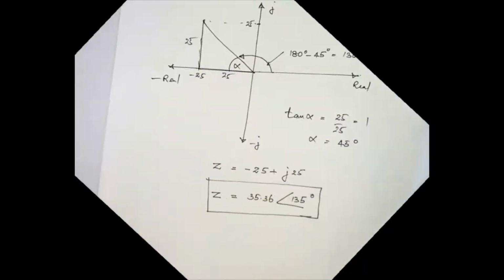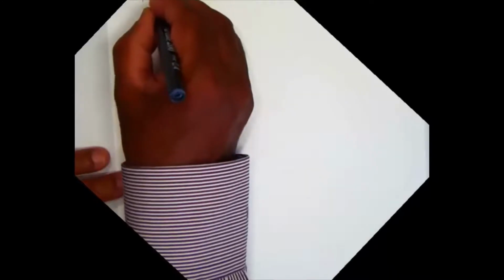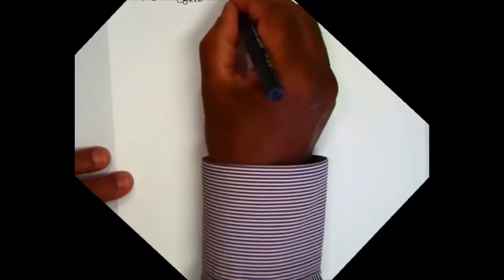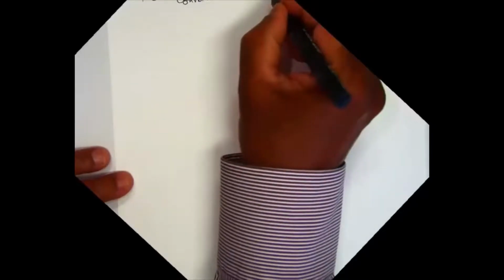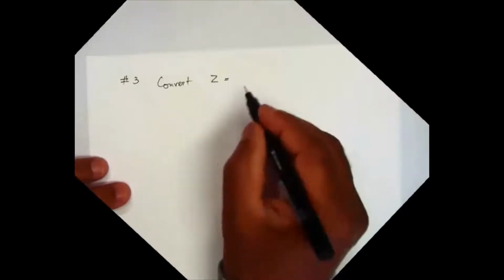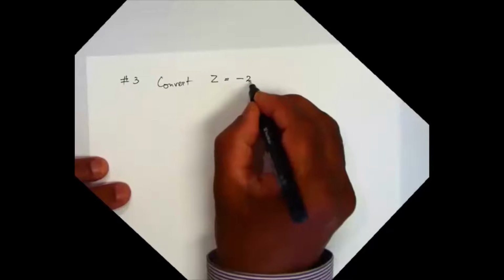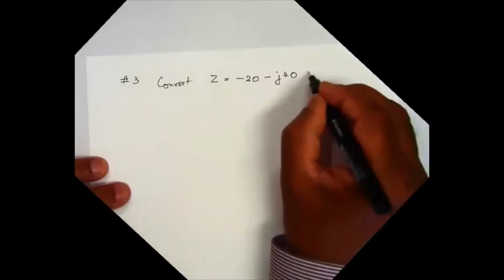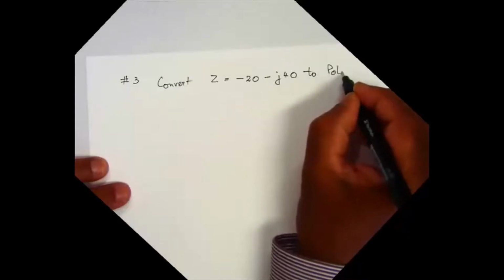So let's move on to the next one, number 3. Let's convert again the same conversion. z is equal to negative 20 minus j 40 to polar form.